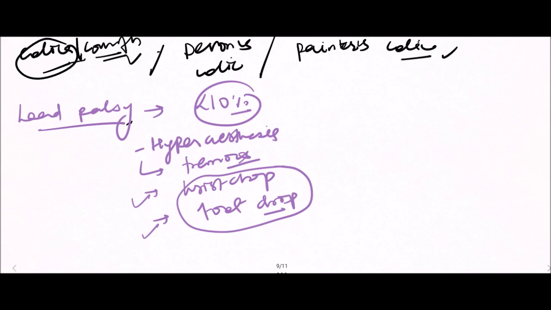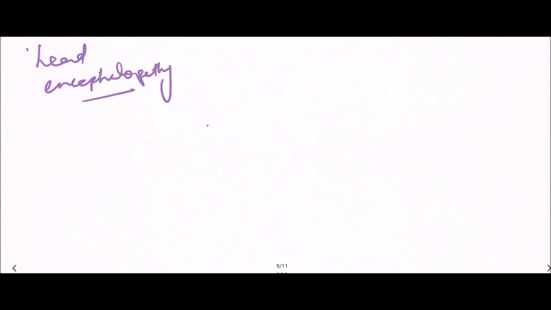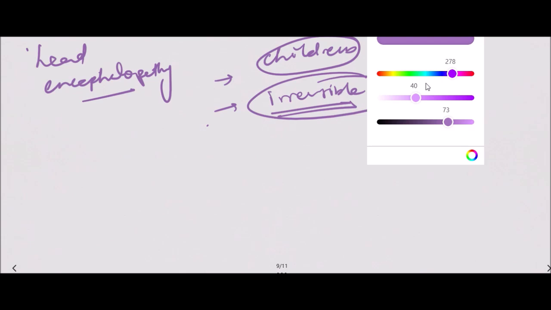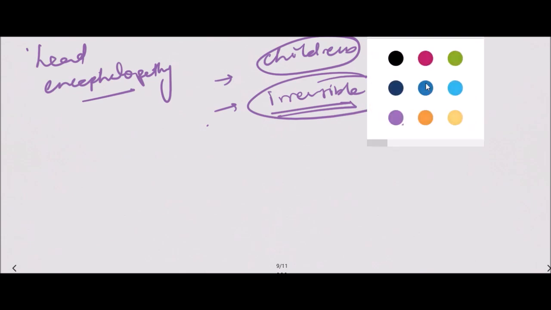Now lead encephalopathy. This is usually seen in children, and it is an irreversible form of lead poisoning.